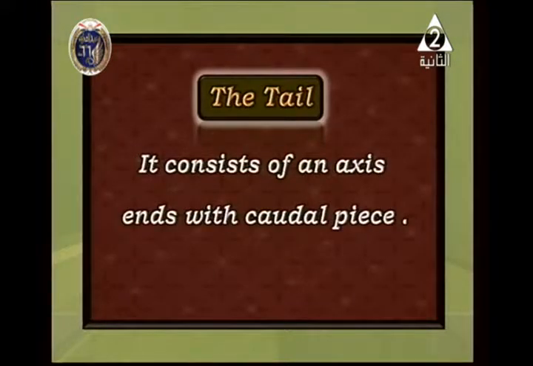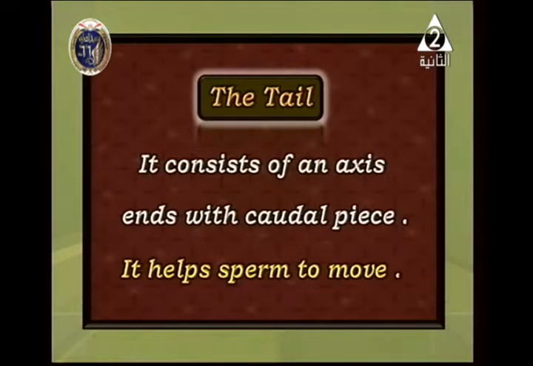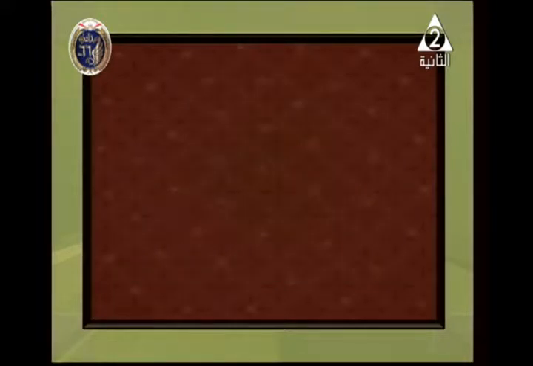Finally, the tail. It contains what? An axis that ends with a caudal piece. Caudal piece means the part of the tail that helps the sperm to move. So we have the head, midpiece and neck, and finally the tail, which ends with a caudal piece. Those are the parts of the sperm, a kind of adaptation of the sperm for reaching the ovum. And the tail helps the sperm to move and to reach the female ovum.